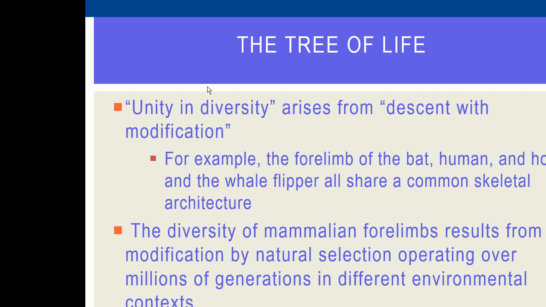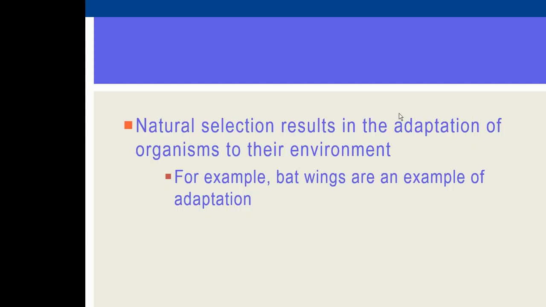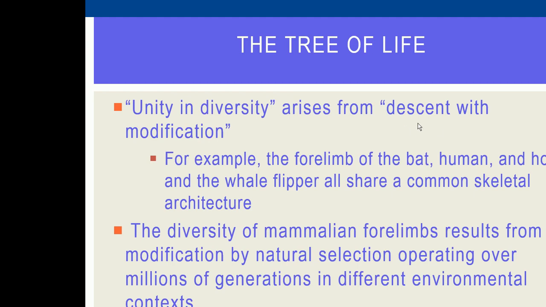So unity in diversity arises from design with modification. We can say this from this example, that if we compare the forelimb of bat, which I just showed you here, with the forelimb of human, horse, or the whale flipper, they all share common skeleton architecture. They have a common skeleton architecture, but only bats have the webbing in between.